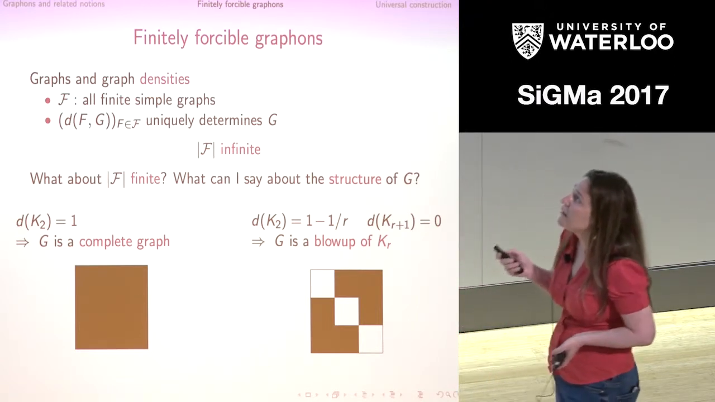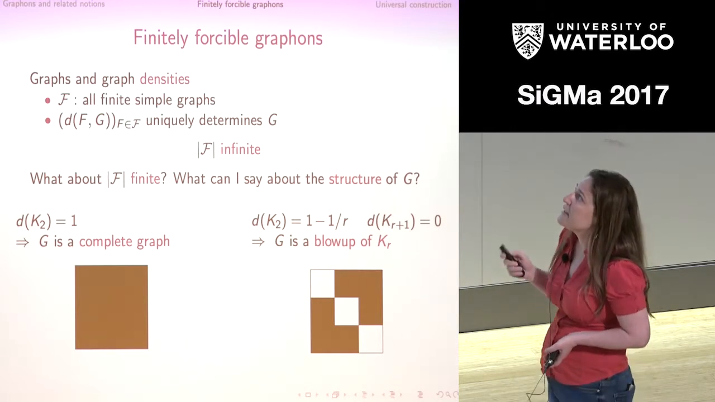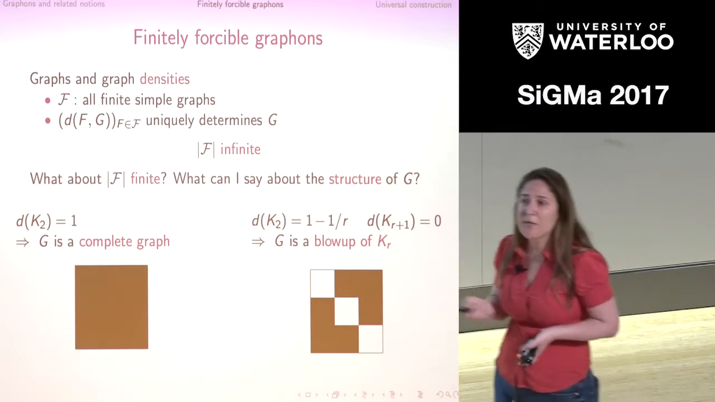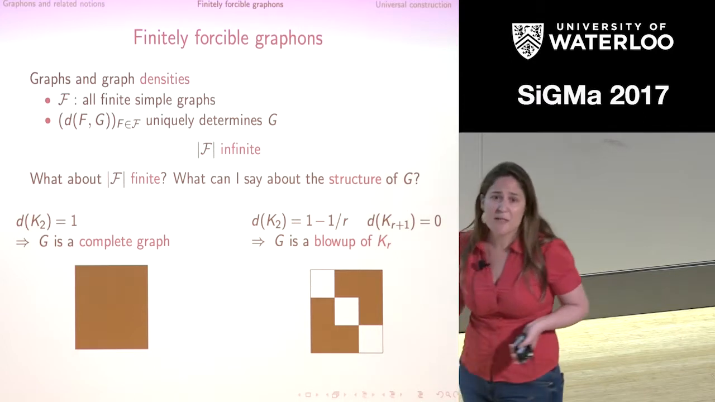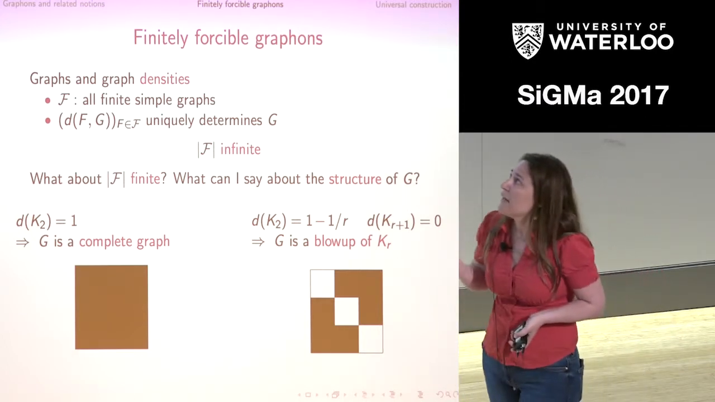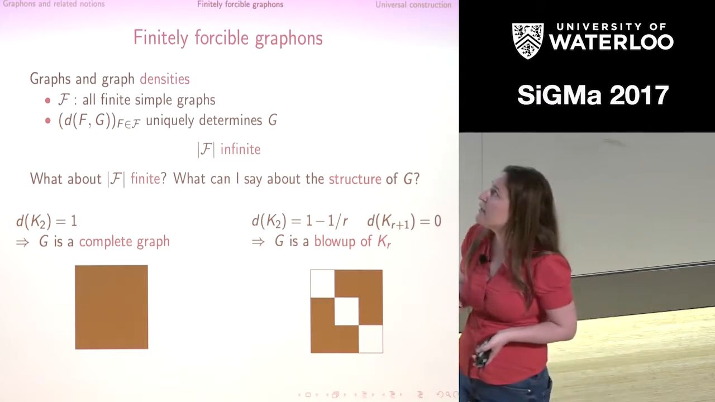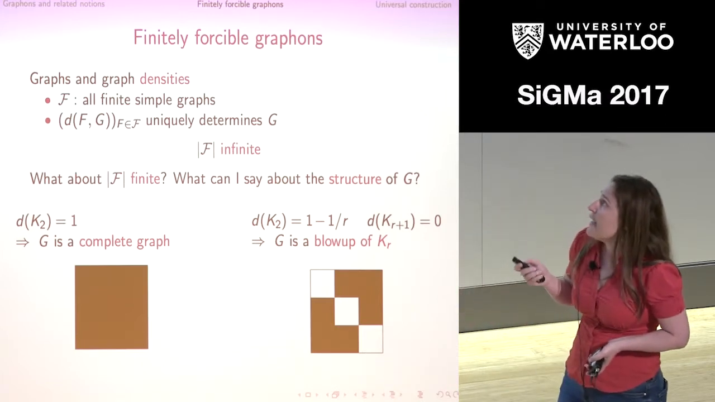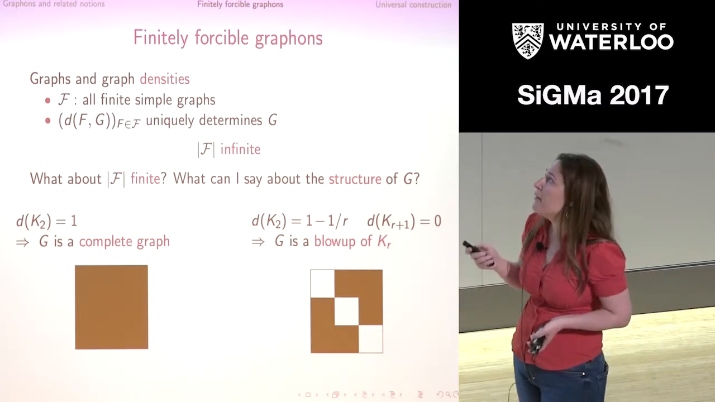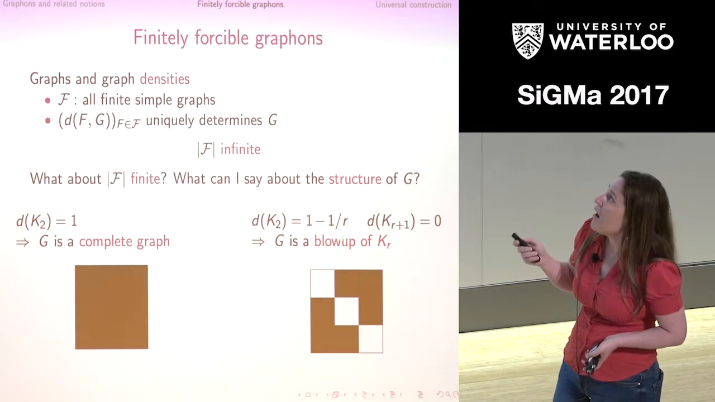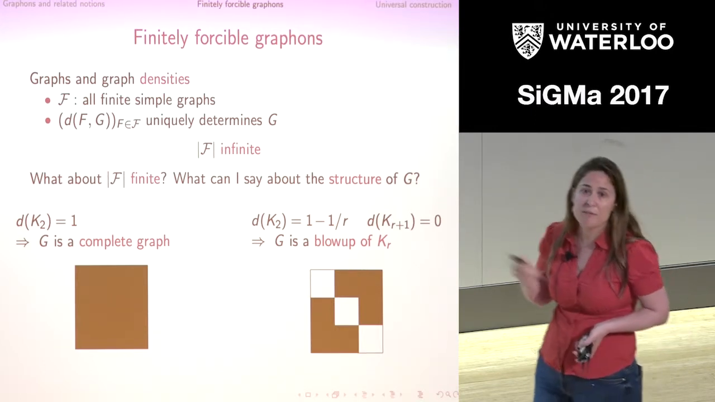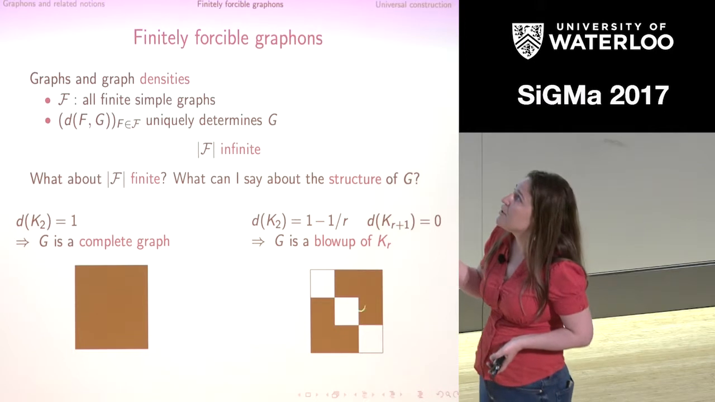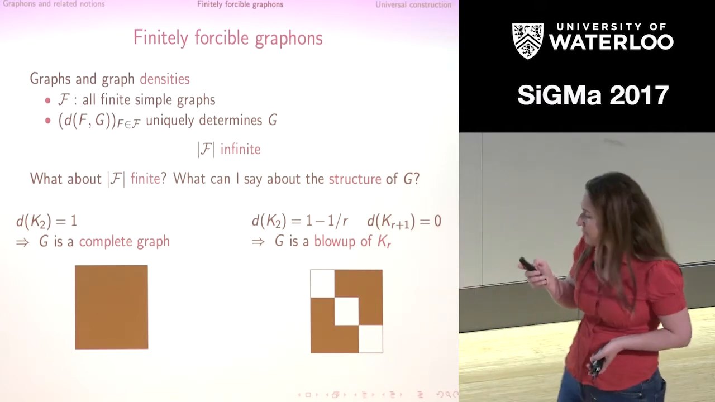And also, if I tell you that the edge density is 1 minus 1 over r, and the graph is K_{r+1}-free, then by Turán's theorem, you basically know they are talking about the complete r-partite graph, basically the Turán graph. In the graphon language, for example, if r is equal to 3, we have this example, which is representing the Turán graph. So you know that G is the blow-up of K_r in this case.